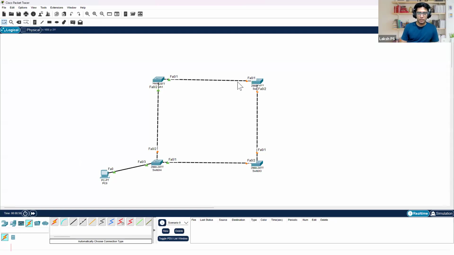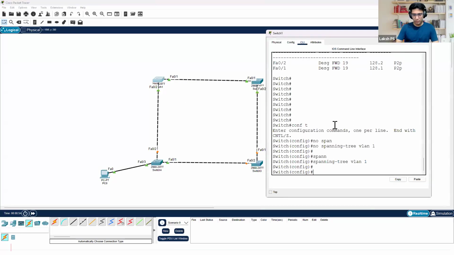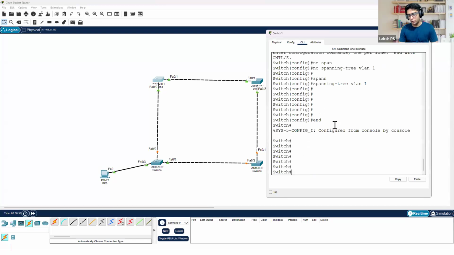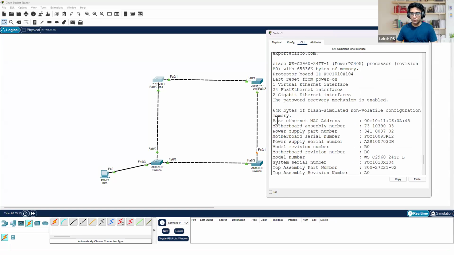Let's note down the MAC addresses of each switch, because we'll go step by step: finding out which is the root switch, and on the non-root switches, how the root port is selected, how the designated port is selected, and how the blocked port is elected. We'll go through all those steps one by one. To see the MAC address, just do a show version. You will see the base Ethernet MAC address.